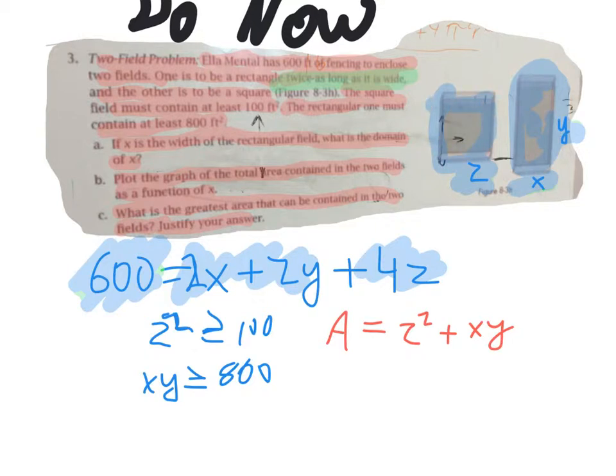Then I also wrote down the limitations that are given to me, meaning the square has to be at least 100 and the rectangle has to be at least 800 feet squared. The area would be z squared plus xy, which is the area for the square plus the area for the rectangle.